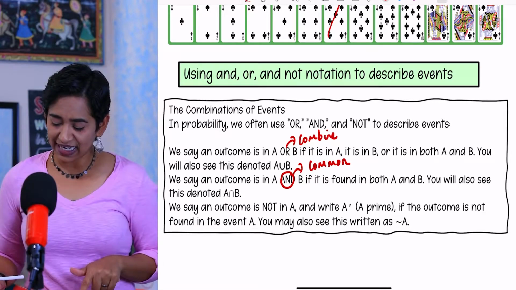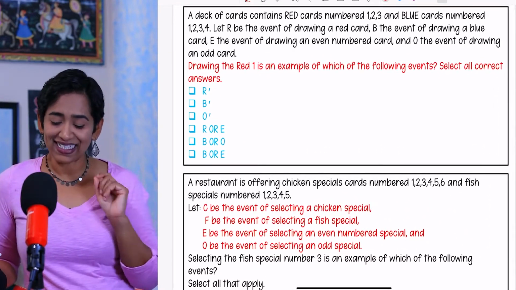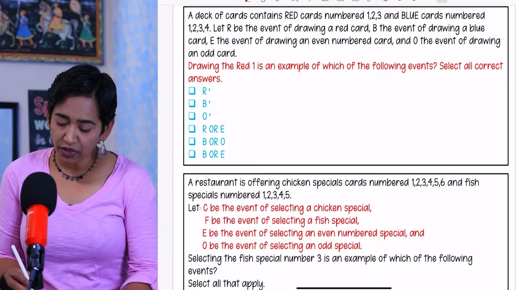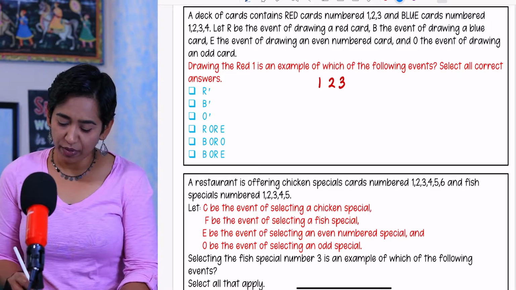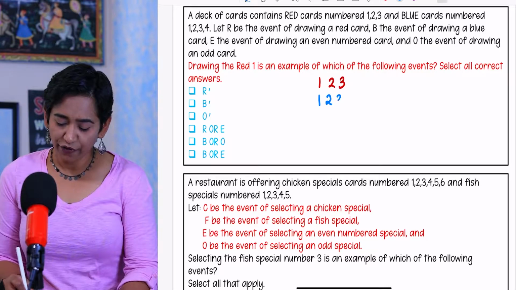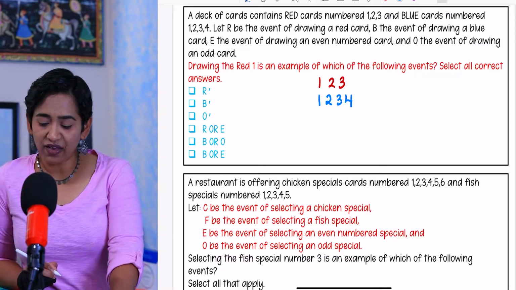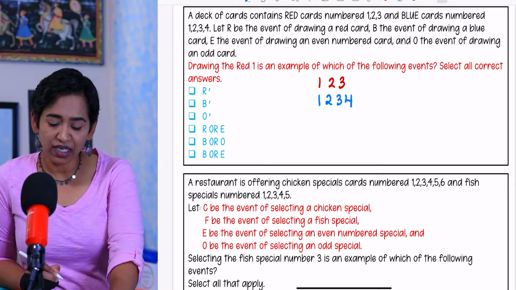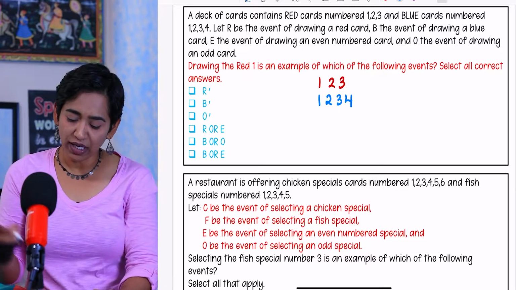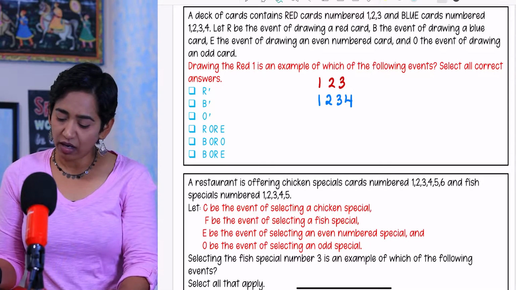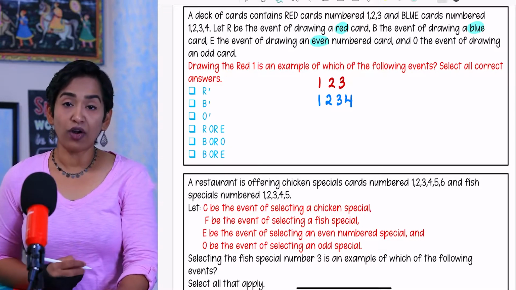So let's go ahead and take a look at the examples. A deck of cards contains red cards. I'm going to go ahead and write down those cards. The red cards are numbered 1, 2, 3. And blue cards are numbered 1, 2, 3, 4. Let R be the event of drawing a red card, B be the event of drawing a blue card, E be the event of drawing an even number, and O be the event of drawing an odd number. So let me go ahead and highlight that. R is red cards, B is blue cards, E is even numbers, and O is odd.